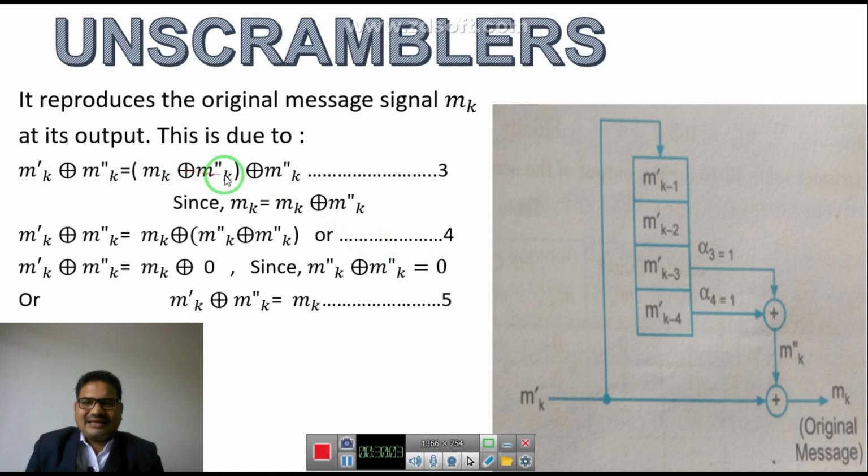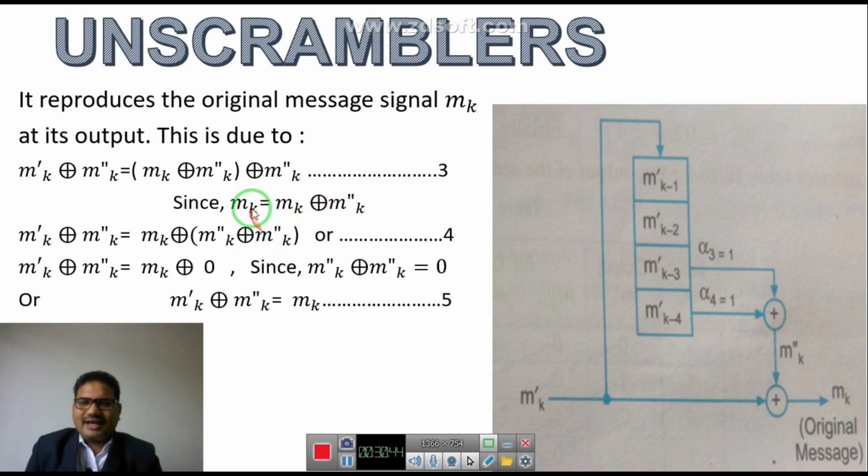M of K, right? But we can write this, since we know M dash of K is equal to M of K plus M double dash of K from equation number 2. So you can substitute the value of M dash of K over here. So we have put M of K modulo 2 added with M double dash of K, which has been modulo 2 added with this M double dash of K; make this equation number 3.